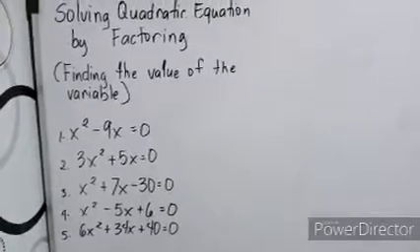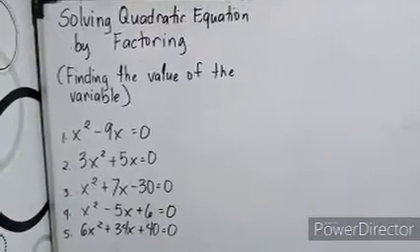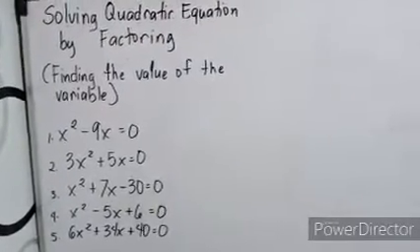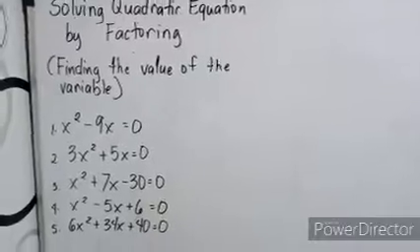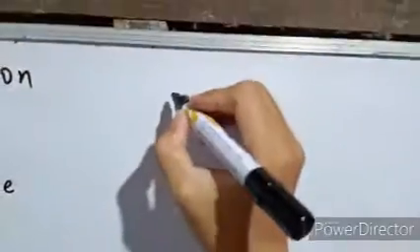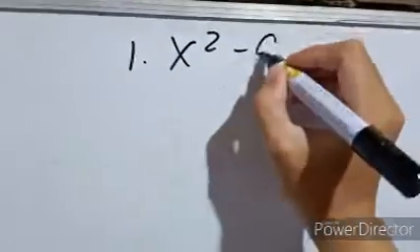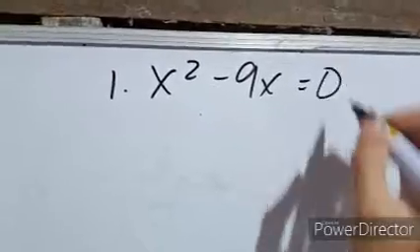Magtungo naman tayo ngayon sa Solving Quadratic Equations by Factoring. So, itong topic na to ay connected sa topic nyo nung kayo ay grade 8. Simulan natin sa number 1. So, number 1 natin ay x squared minus 9x equals 0.